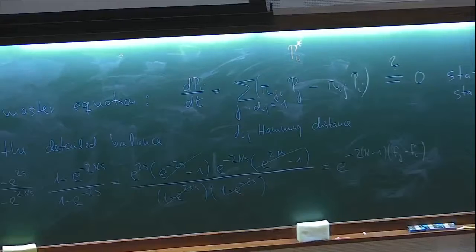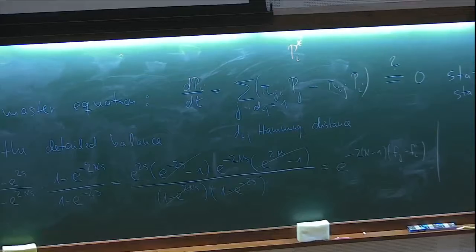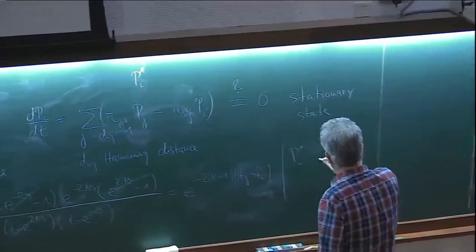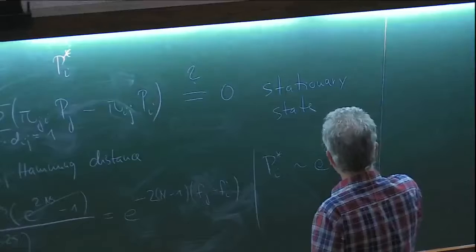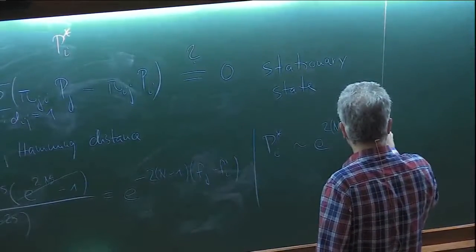And so you see that the ratio of the probabilities is just the exponential in the fitness differences. And so I can just attribute each fitness to one of these probabilities. So what this tells me is that the stationary probability pi star of a genotype is proportional, up to a normalization factor, to e to the 2n minus 1 times its fitness.